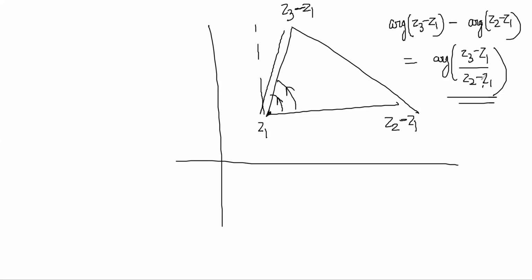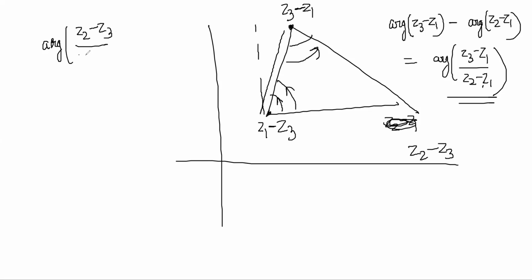If I wanted to find, in the same figure, this angle, right? Then I will move the origin to which point? This point, right? Z3. So this will become Z1 minus Z3 and this will become Z2 minus Z3. You understand why, no? And which is the more anti-clockwise side? This side is anti-clockwise, right? So this will be argument of Z2 minus Z3 by Z1 minus Z3.